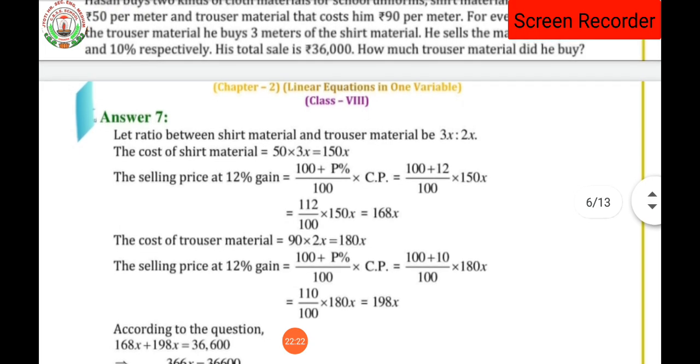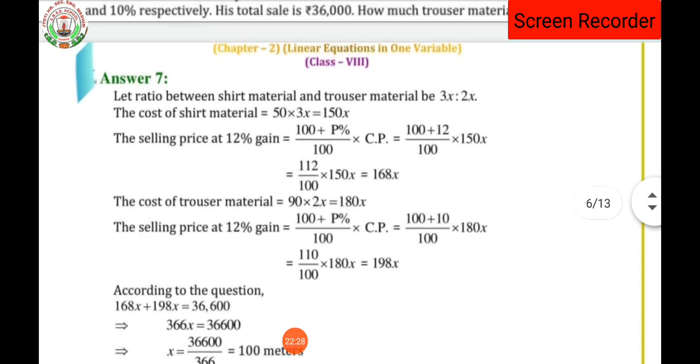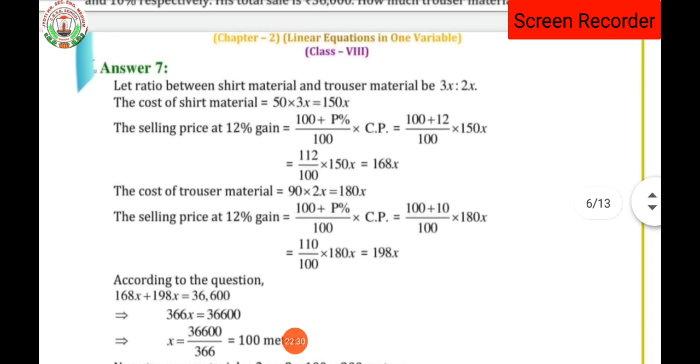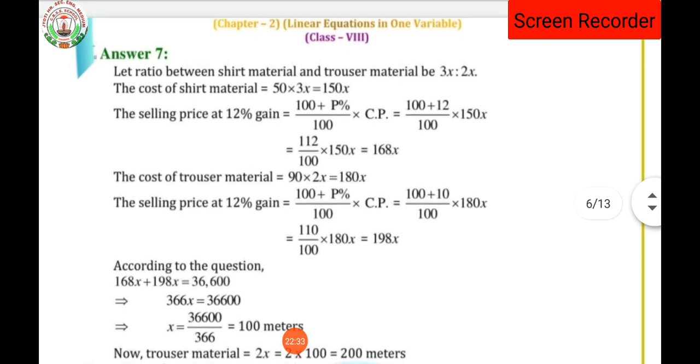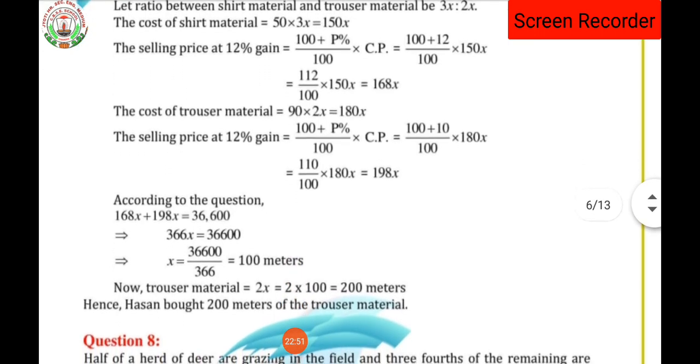And in the same way, the selling price at gain in the trouser, so that is (100 plus profit percent) upon 100 into CP. This is the formula. Substituting the value, as profit percent is 10, (100 plus 10) upon 100 into 180x. 180x कहाँ से मिला? 2x trouser का है और 1 मीटर trouser का रेट 90 रुपीज़ है, तो 90 into 2x will be 180x. Okay, calculating that we will get the answer as 198x. Clear?